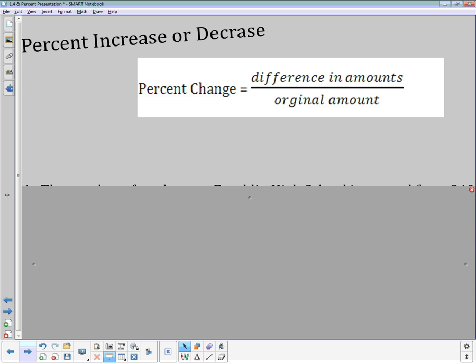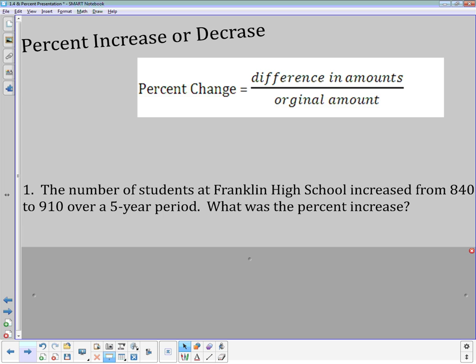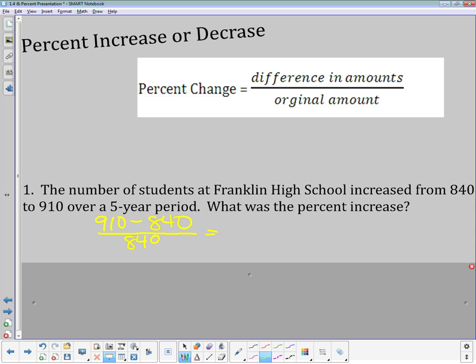So in the first question, the number of students at Franklin High School increased from 840 to 910 over a 5-year period. What was the percent of increase? So I'm going to find the amount of increase first. That means I need to take the new amount, 910, and subtract the old amount, 840, and I'm going to divide that by the original, the old amount, 840. So when I do that, 910 minus 840 gives me 70. So 70 divided by 840.